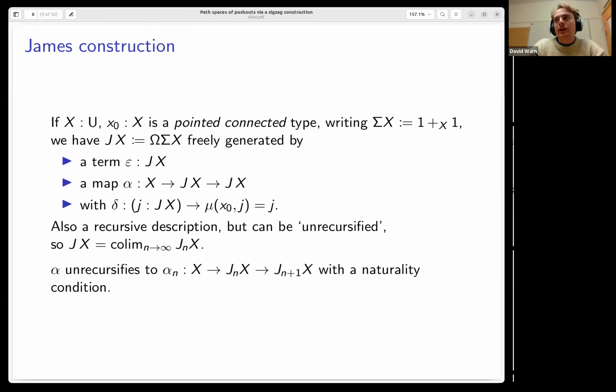And there is some naturality condition which ensures that this map at the level of the terms of the sequence actually induces a map on the sequential colimits. And then there is some more stuff to the JnX, but I don't want to talk about this now.